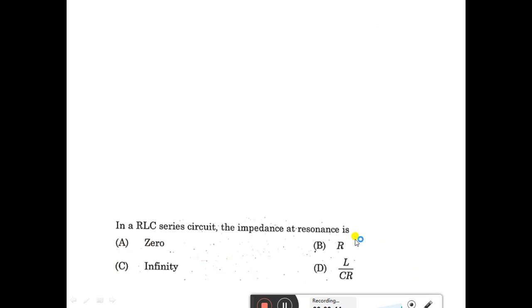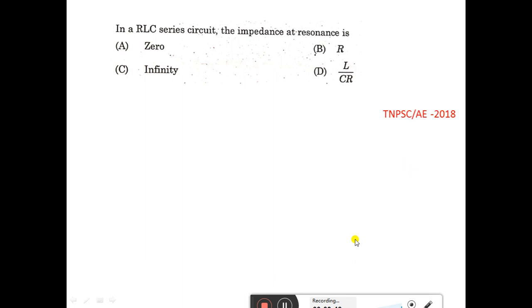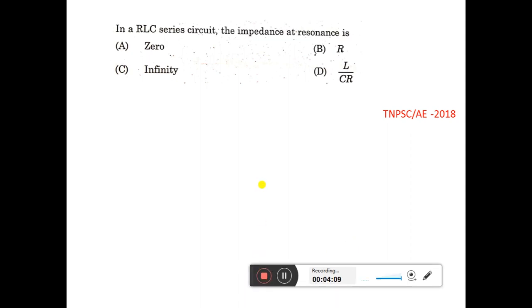Next one. This question was asked in TNPSC Assistant Engineer, in the year 2018. The question is, in a series RLC circuit, the impedance at resonance. The options given: A 0, B R, C infinity, D L by CR. So we will give the solution.